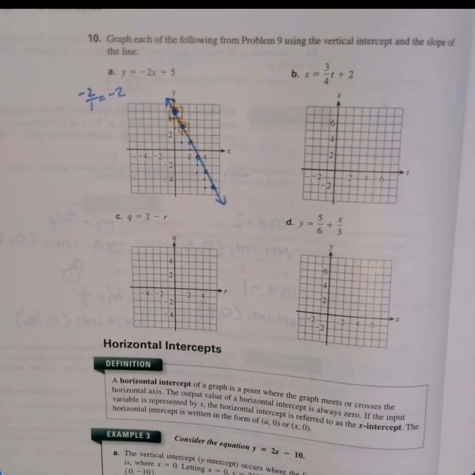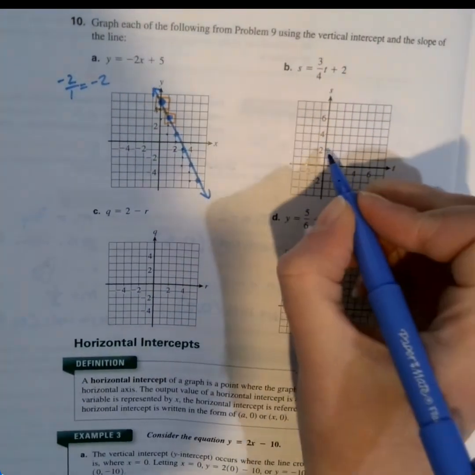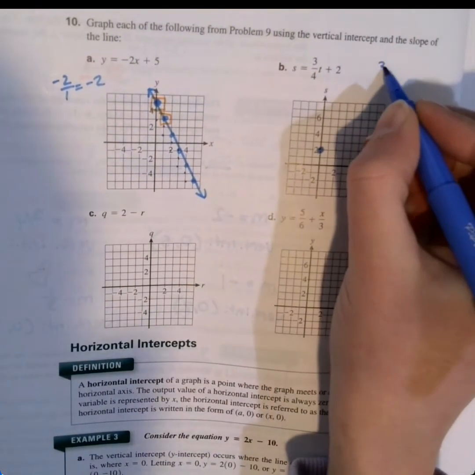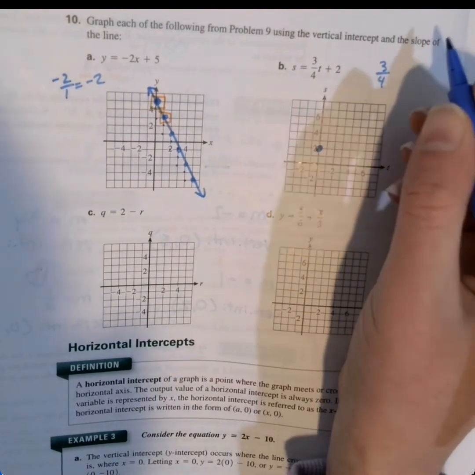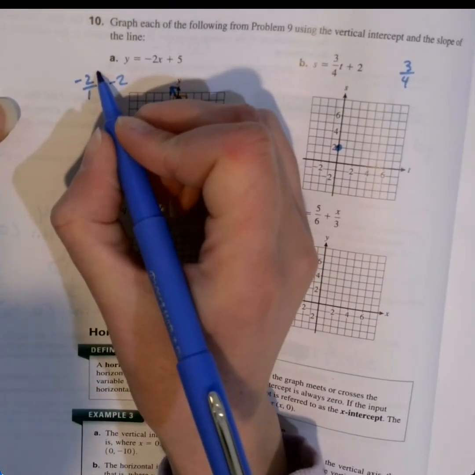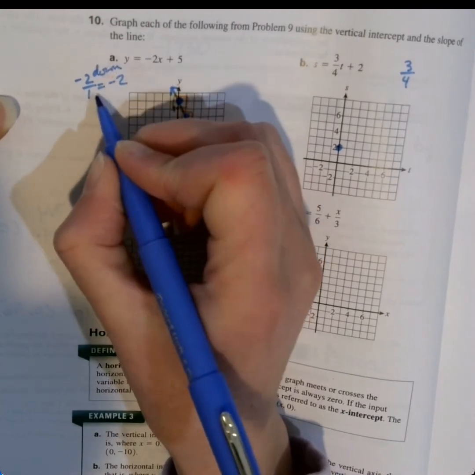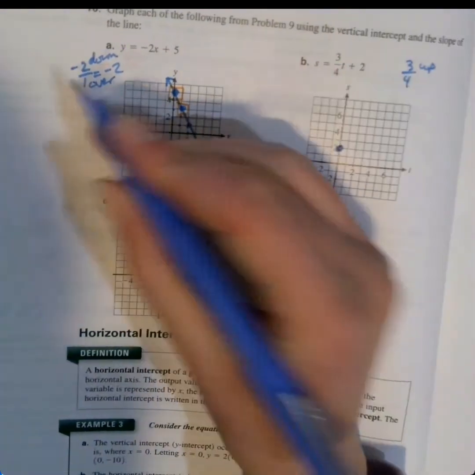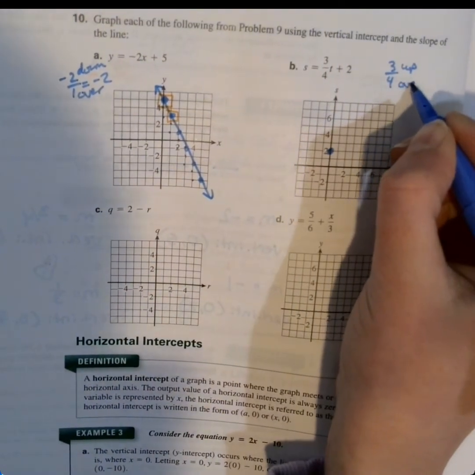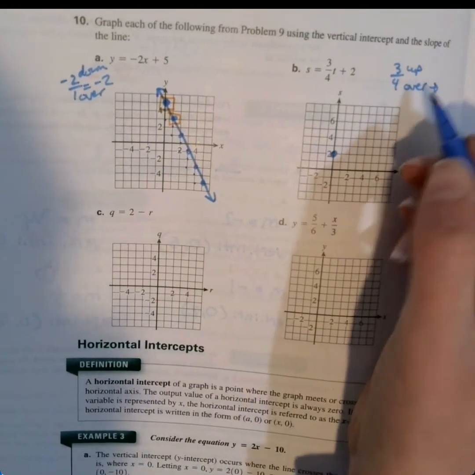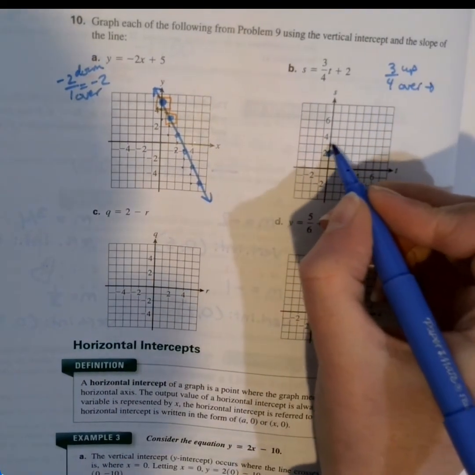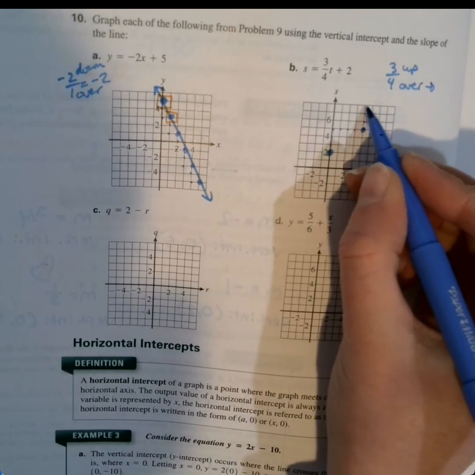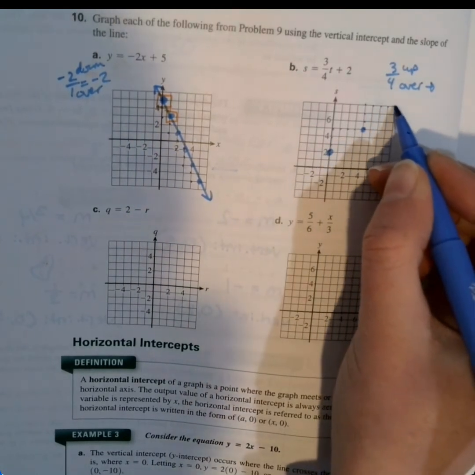Okay. Next one, we said that the vertical intercept was at 0, 2, and my slope is 3/4. So again, when you see 3/4, we saw this negative 2 over 1, that was 2 down and 1 over. This is going to be 3 up because it's positive, not negative, right? And then 4 over. And it's over to the right in the positive direction because it's a positive 4. So 1, 2, 3 up, 1, 2, 3, 4 over, 1, 2, 3 up, 1, 2, 3, 4 over.